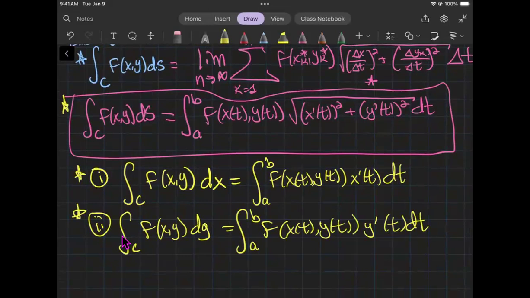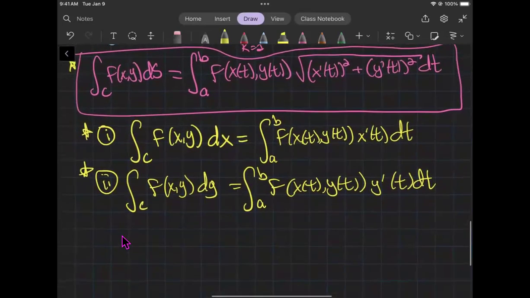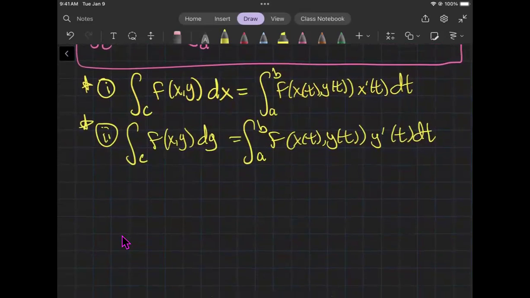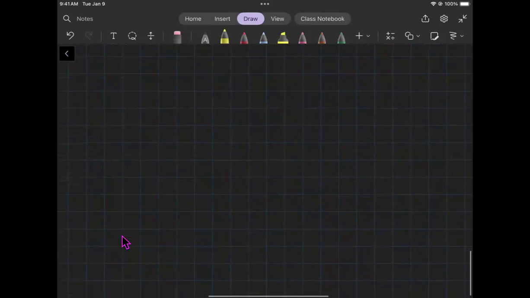So in this video, yeah, this is just an overview of integrals in single variable calculus and line integrals in multivariable calculus. Okay, so we're going to see these a lot in the next video where we look at integrals in the complex variables. So let's look at some examples.